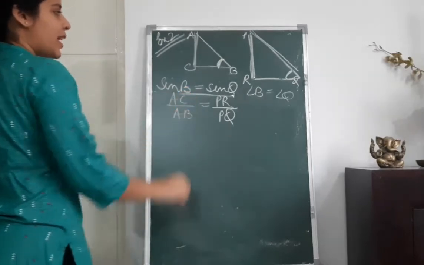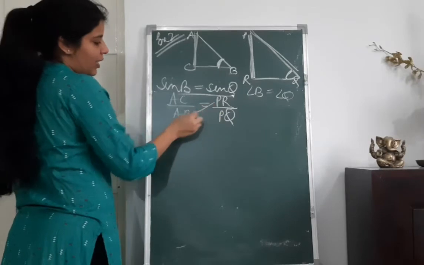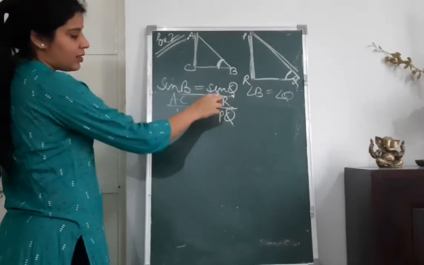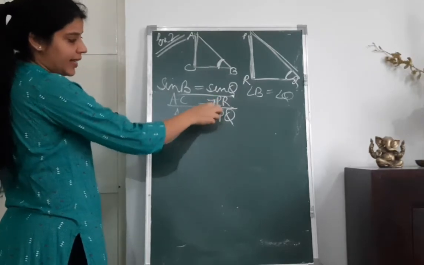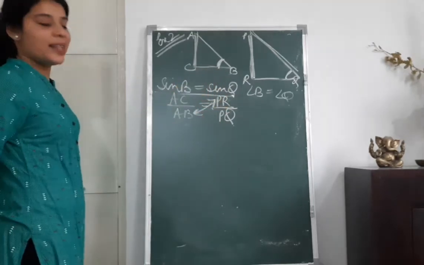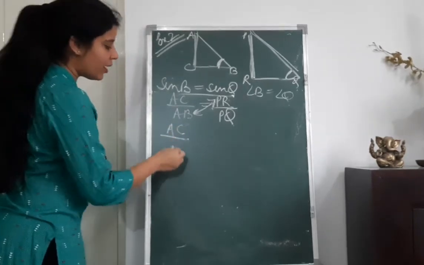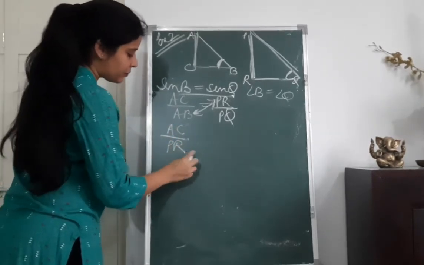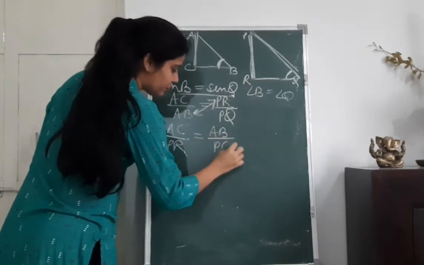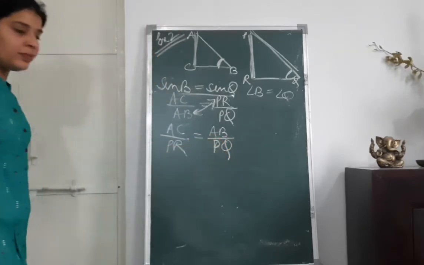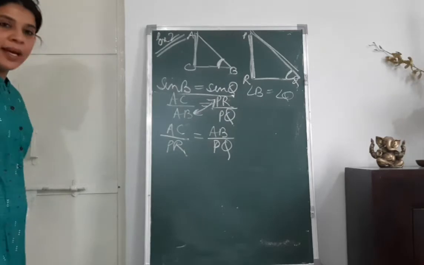Can I say AC upon AB is equal to PR upon PQ? Right? Now let's interchange these. I can, because this is equal to this, so I can take this here and I can take this there. So I can also write AC upon PR is going to be equal to AB upon PQ. Can I say AC upon PR is going to be equal to AB upon PQ?